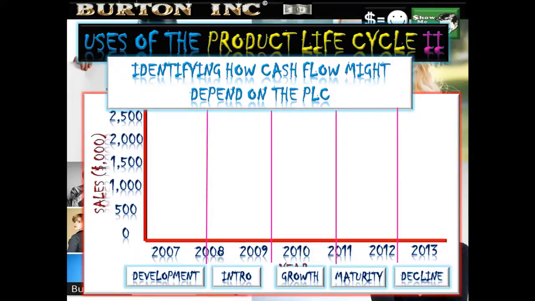You'll see a new segment of the product life cycle creeping in here on the left hand side. Before introduction, we now have a development stage of the product life cycle. So we're talking research and development here before the product hits the market, before the product's introduced onto the market. So a product life cycle begins with the introduction, and that's sales.